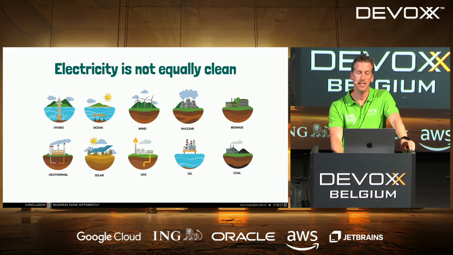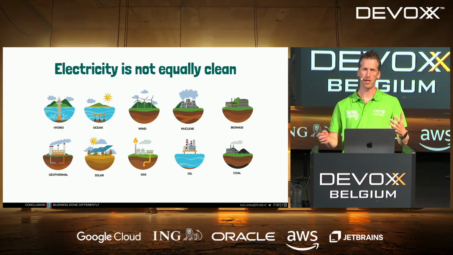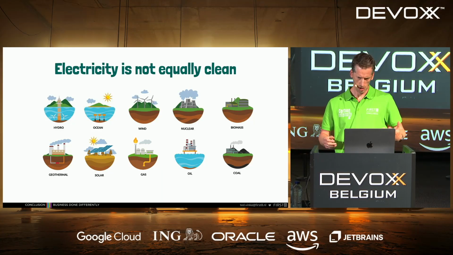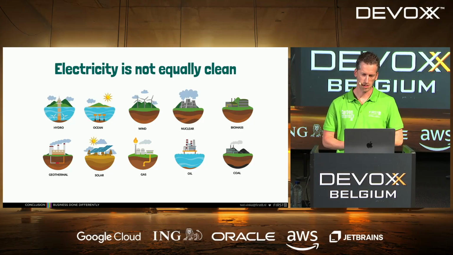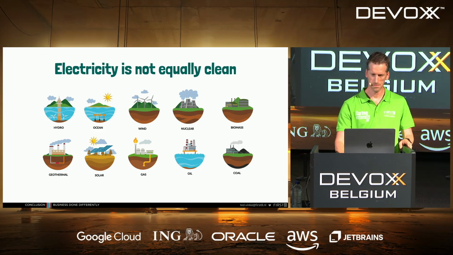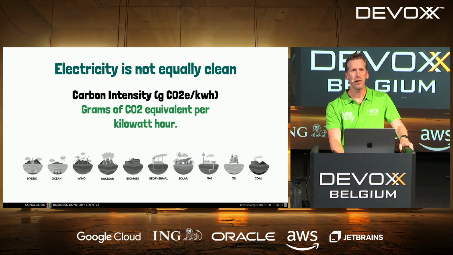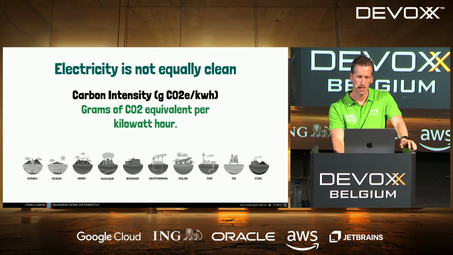Like I said, electricity is not equally clean. Here you see a few types of common energy sources, including well-known fossil fuels, such as coal, gas, oil, and renewables, such as solar, wind energy. And each of them has a specific impact on global warming. The measure for this impact is called carbon intensity. That's the grams of carbon dioxide per kilowatt-hour.